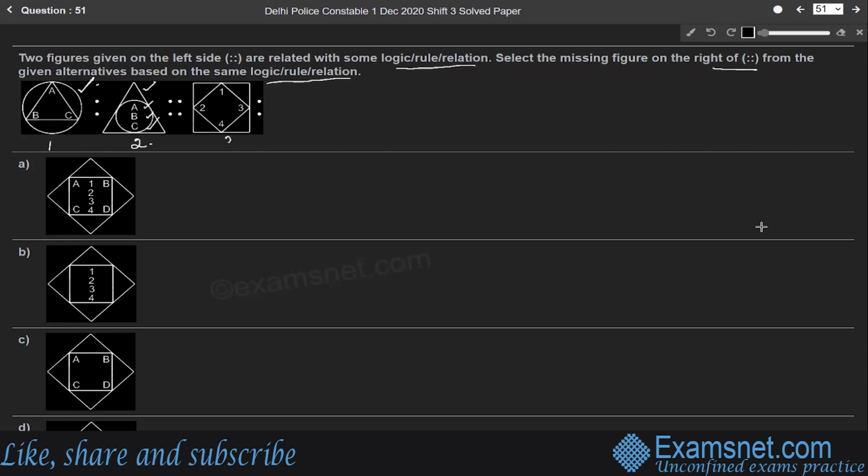Whereas in the third figure, so for the fourth figure, the square goes inside and digits will be aligned vertically. So here it should be, this rhombus will be outside and the square goes inside like this. And digits will be aligned vertically, 2, 3, 4 like this inside the square. Therefore, option B is the right answer.